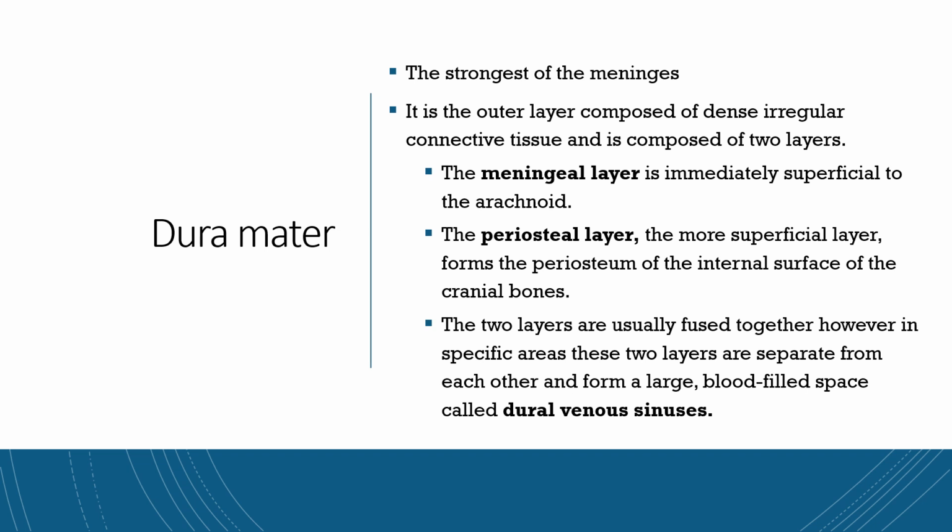The dura mater is the strongest of the meninges. It is the outermost layer, composed of dense irregular connective tissue consisting of 2 layers. You have the meningeal layer, which is immediately superficial to the arachnoid, and the periosteal layer, which is the more superficial layer and forms the periosteum of the internal surfaces of the cranial bones. The meningeal layer is usually fused to the periosteal layer, except in specific areas where they are separate. In areas where the 2 layers are separate, they form large, blood-filled spaces called dural venous sinuses. Dural venous sinuses drain blood from the brain.